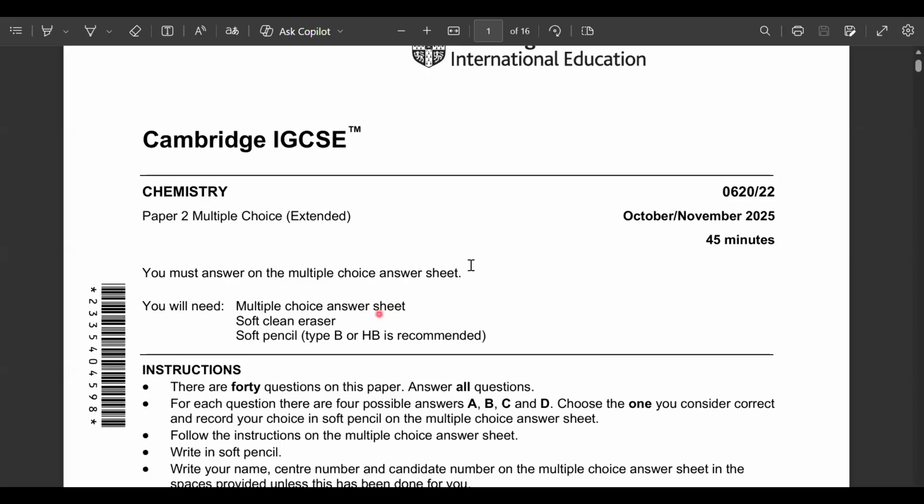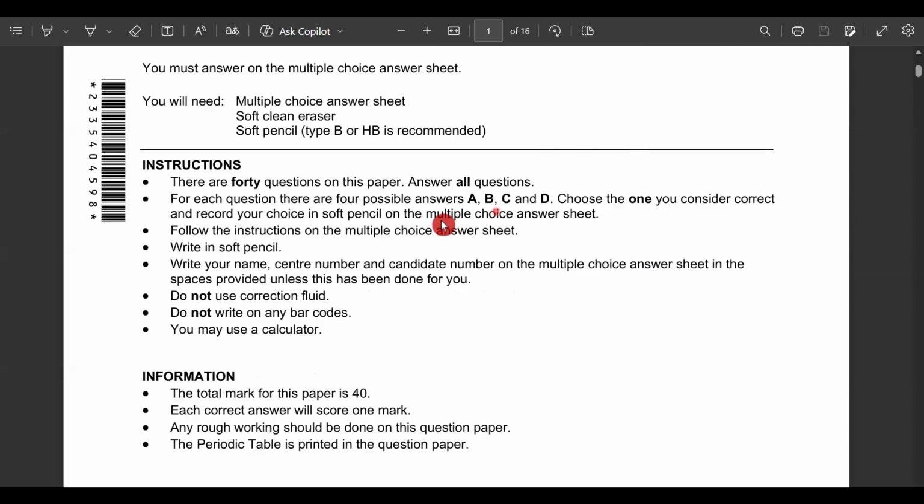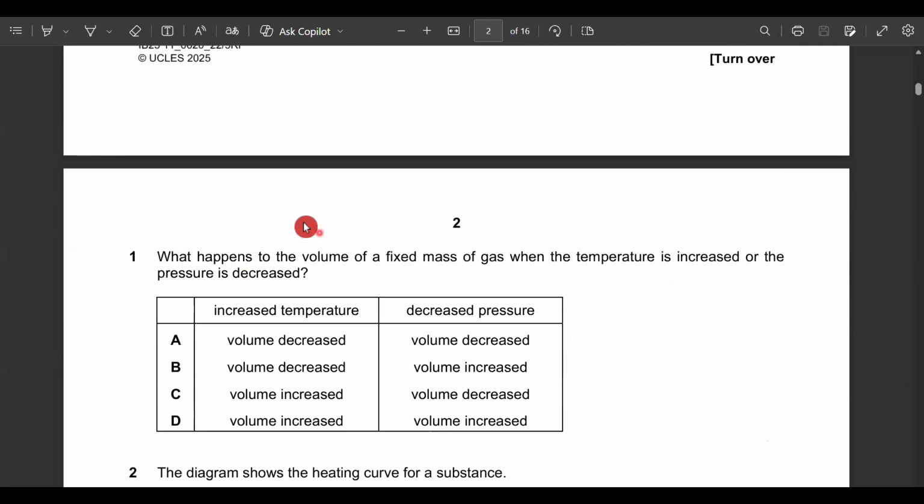Assalamu alaikum students. Today we will cover the questions of the fourth chapter which we are currently covering from this paper of October November 2025, paper 2, variant 2. Question number 1.